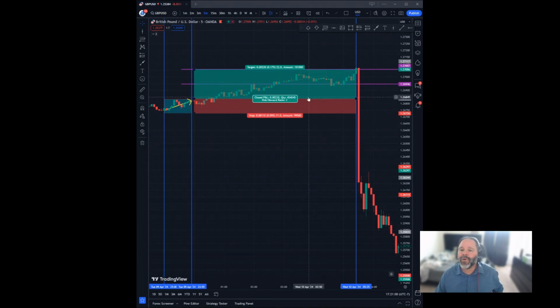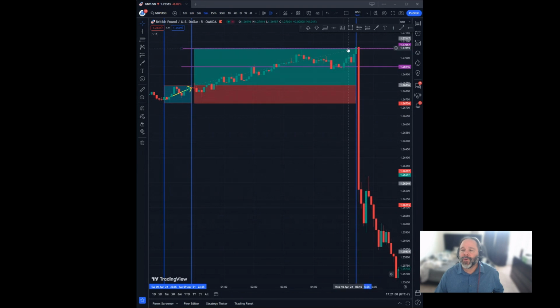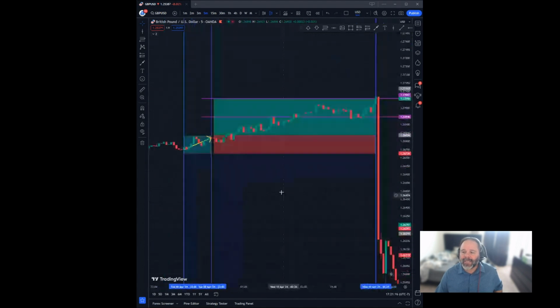Imagine if you didn't have a stop loss. Oh man, you could have lost a lot of money right here. Or if you didn't close it, then the profit that you were having would vanish. Yes, vanish, right? So that's very important.